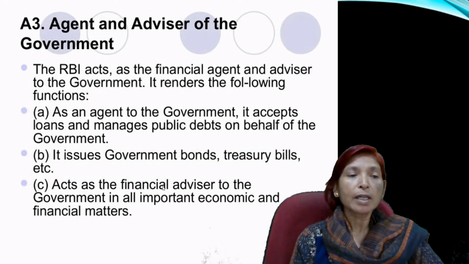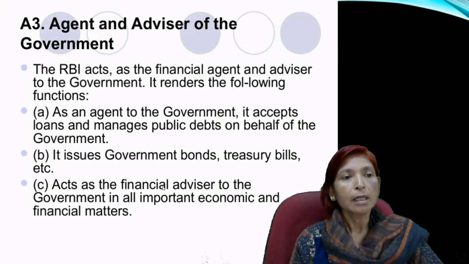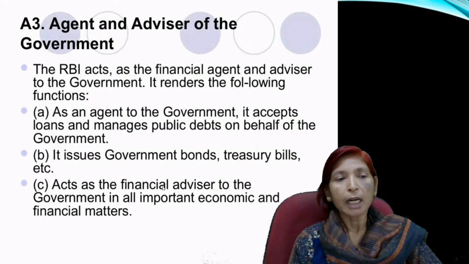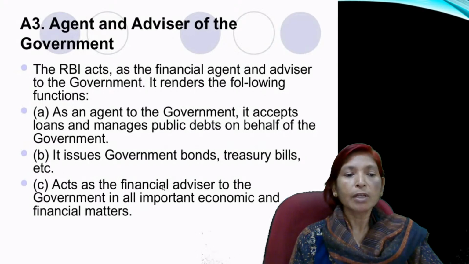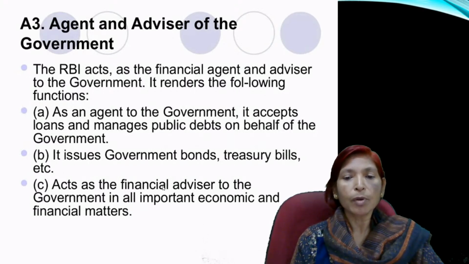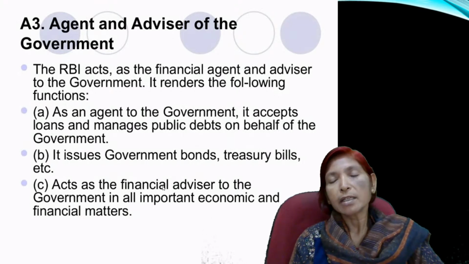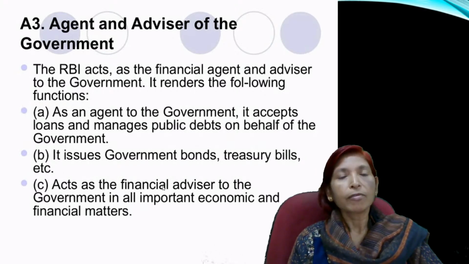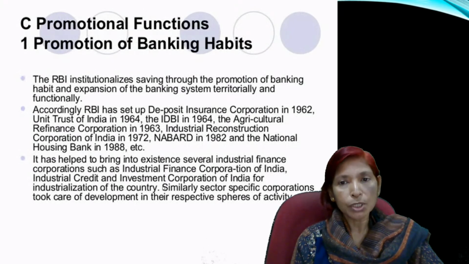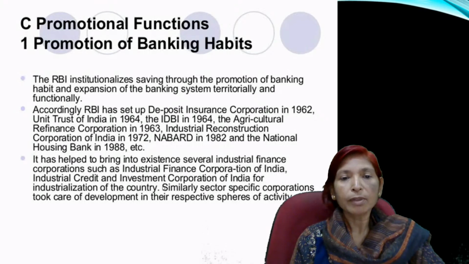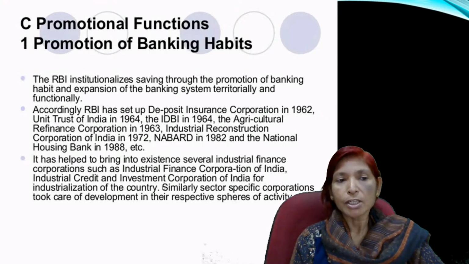RBI works as an agent and advisor of the government. RBI acts as the financial agent and advisor to the government. It renders the following functions: as an agent, it accepts loans and manages public debts on behalf of the government. It issues government securities, bonds, treasury bills, etc. It acts as the financial advisor to the government in all important economic and financial matters. And under promotional functions, RBI can promote banking habits and expansion of the banking system territorially and functionally.